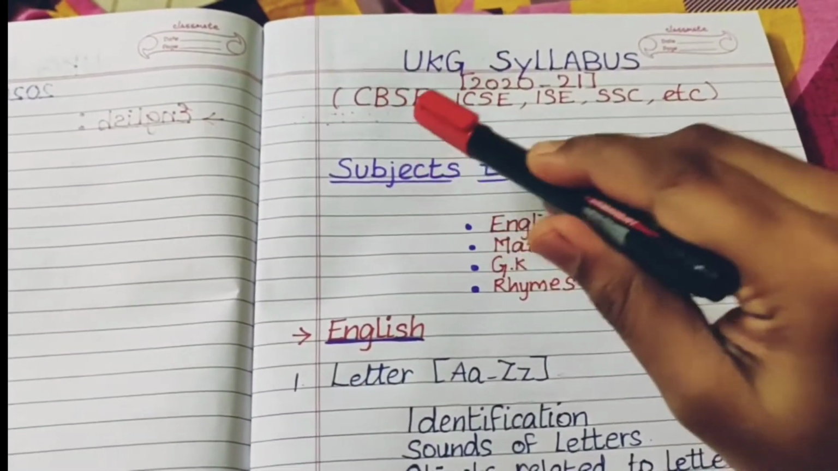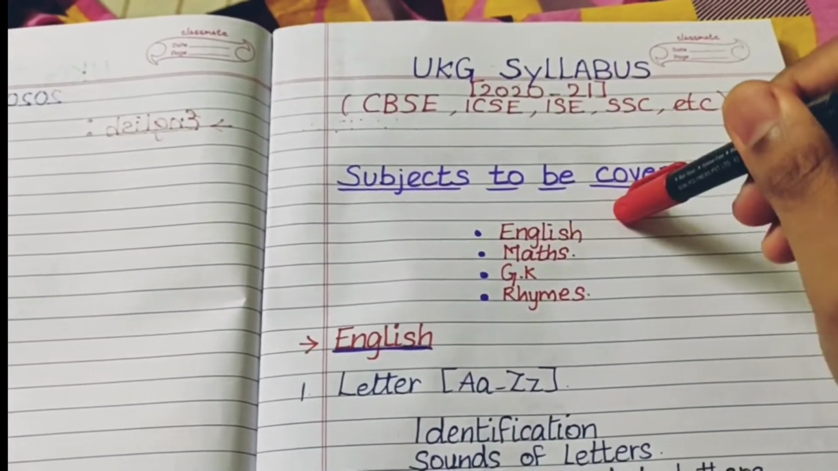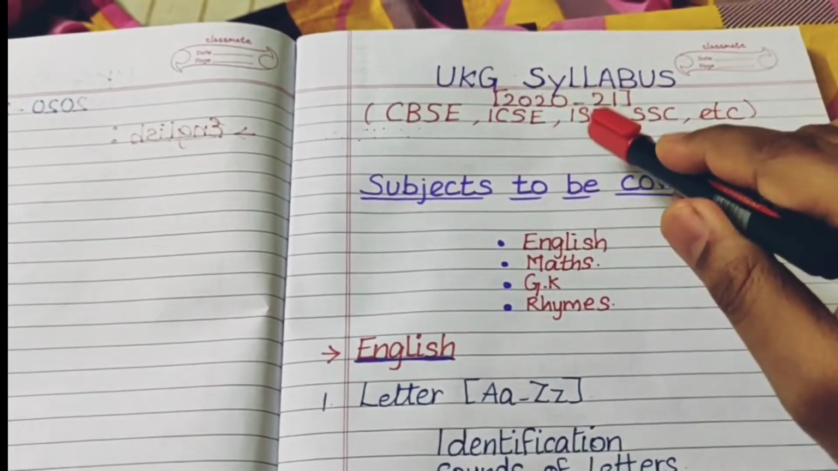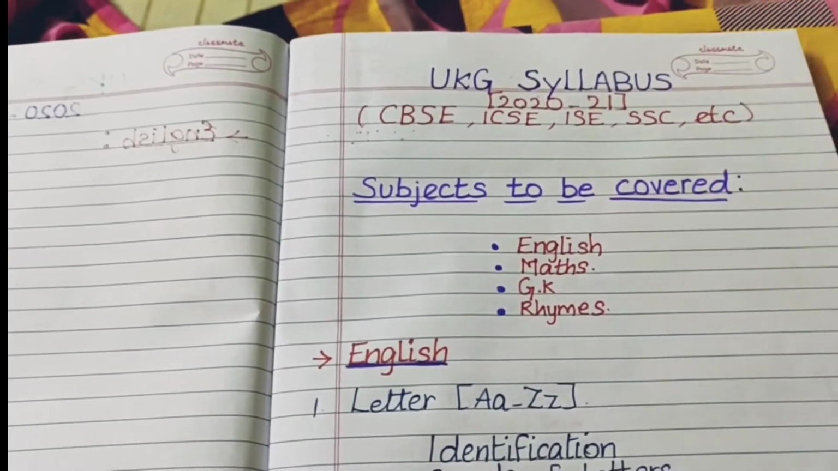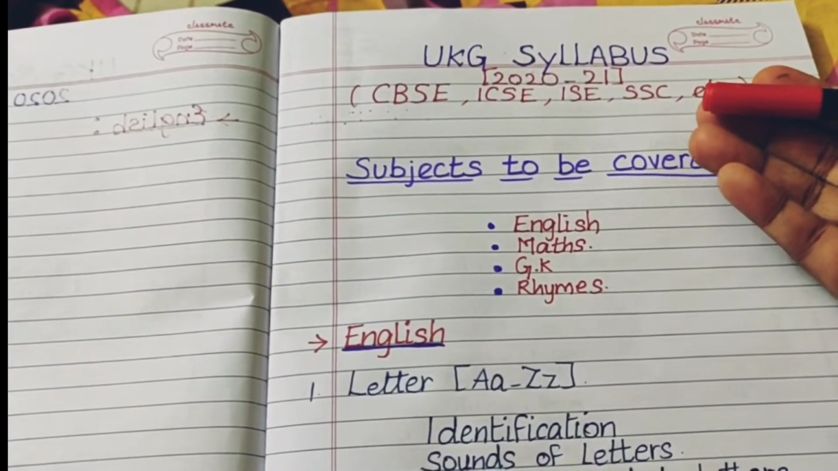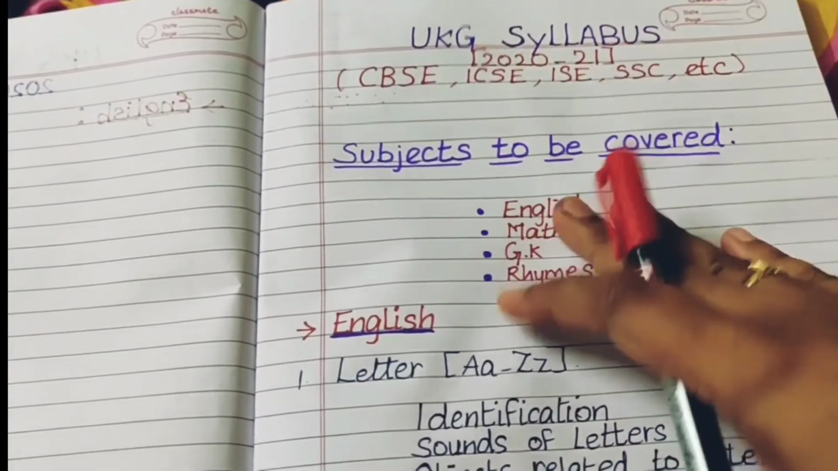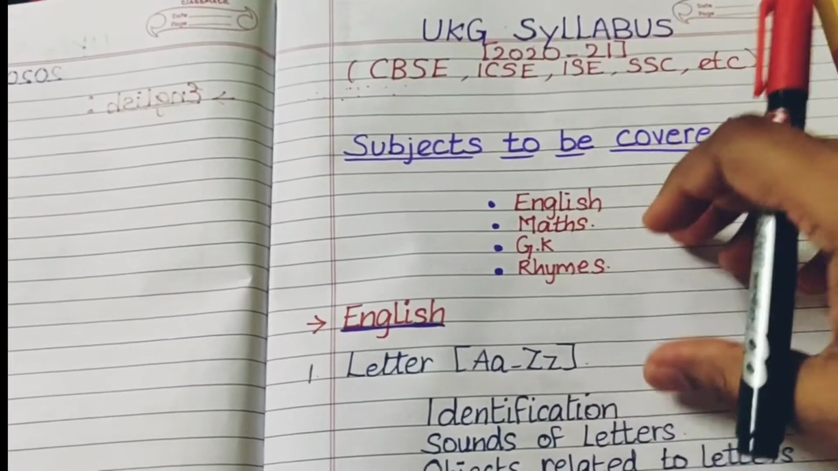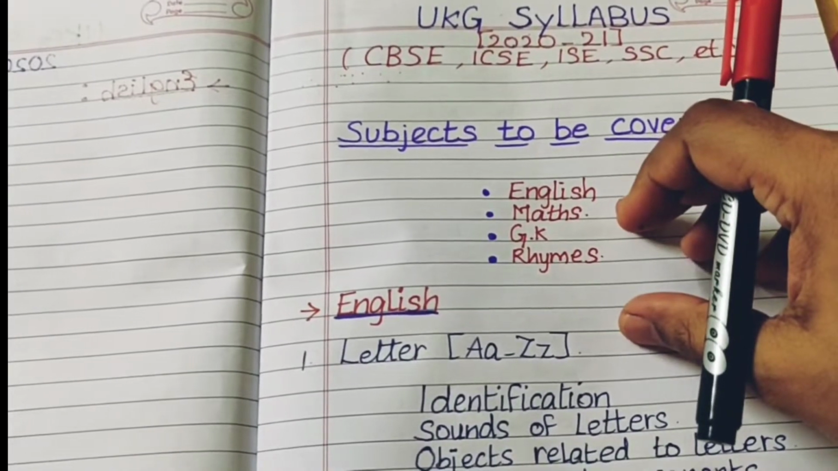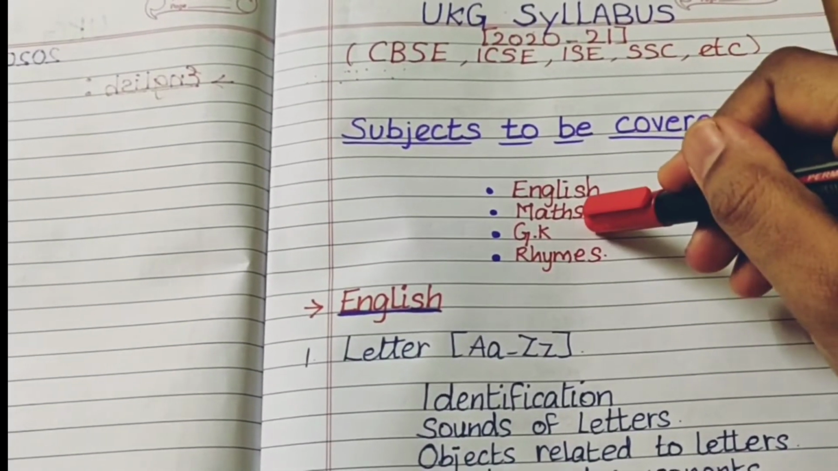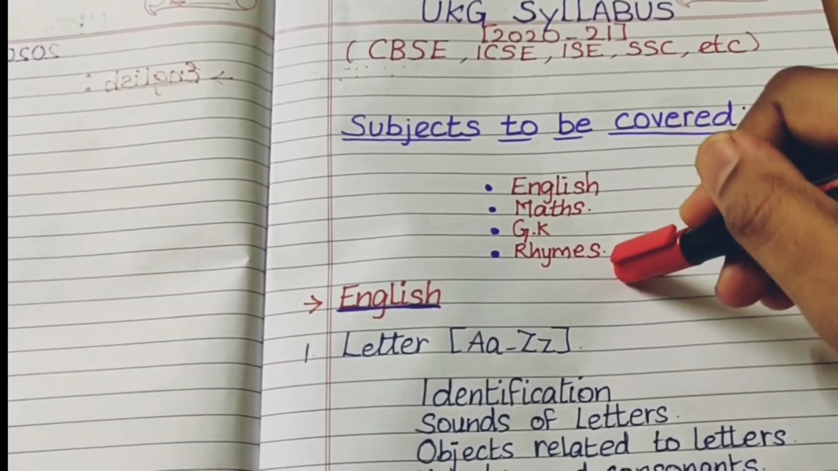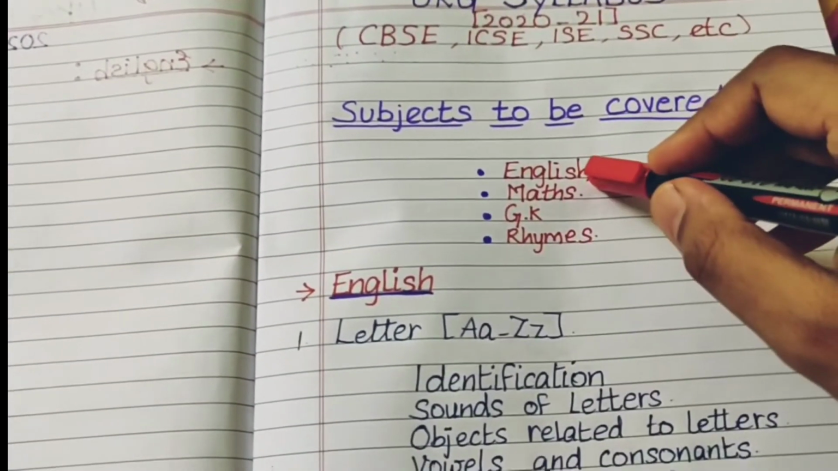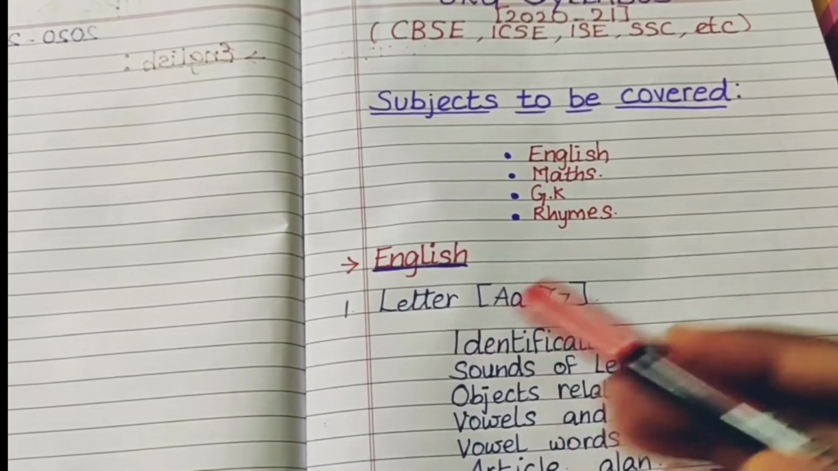So this is the UKG syllabus. This syllabus suits CBSE, ICSE, ISC, SSC and so on. There may be different types of curriculum, but these are the basic portions which you need to cover. As you can see, there are 4 main subjects for UKG: English, Maths, GK and Rhymes. These are the 4 important subjects for UKG. Let us see each subject in detail.